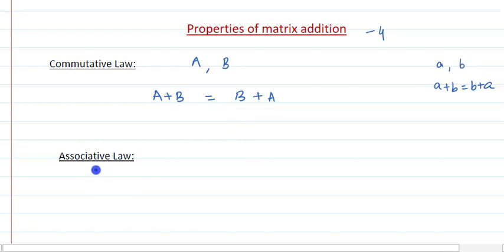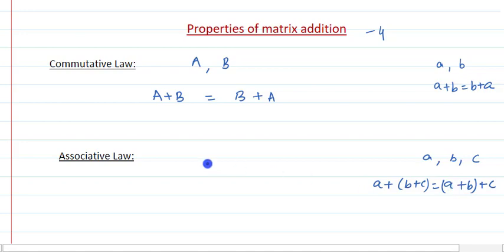Next is the associative law. Let me first recall the associative law for real numbers. For this we need to have three real numbers, let A, B, C. Then the associative law of addition of real numbers states that (A plus B) plus C is equal to A plus (B plus C). Means we are just changing the position of the bracket.